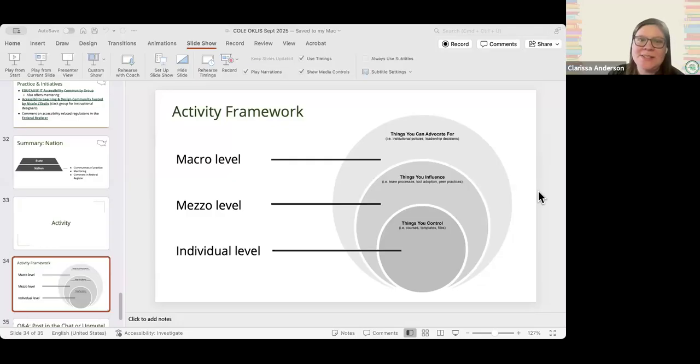So, what are some things you can influence? So this might be team processes, maybe it's your colleagues, maybe it's whether or not we use a particular tool or technology.